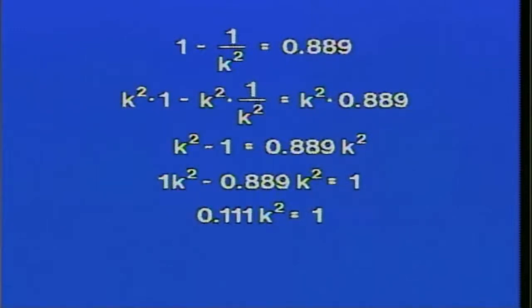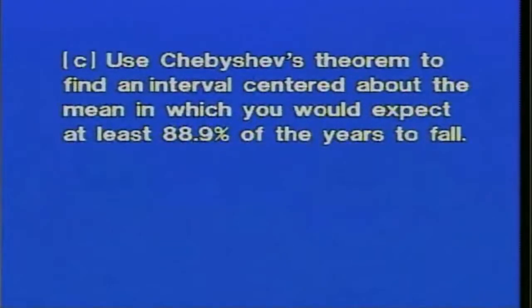And then dividing on both sides by 0.111, we find k squared to be 9.009. And then taking the square root on both sides, we find k to be 3. Now, it's not precisely 3, it's 3.00 and so on, but it's very, very close to 3. So the number of standard deviations here is 3, and this is what we expected if we were familiar with Chebyshev's theorem. Well, we'll go through and answer the question, and we can make the calculation sort of geometrically as we did before.